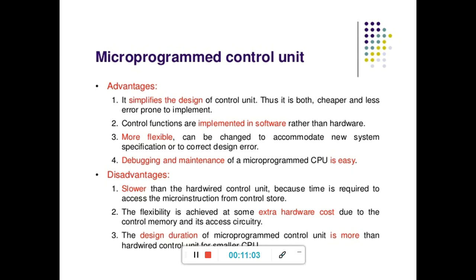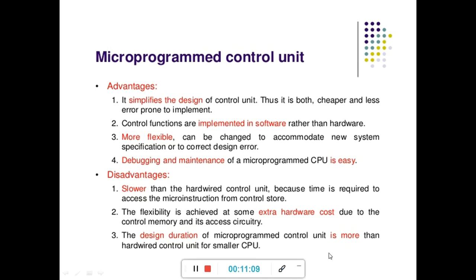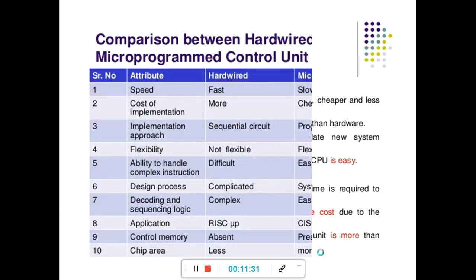Some disadvantages are mentioned here: it is slower than hardware, and flexibility is achieved at some extra hardware cost due to memory and access circuitry. The last one is that the design duration is longer than the hardwired control unit. The next topic is microinstruction sequencing.